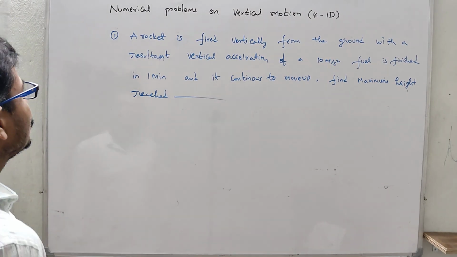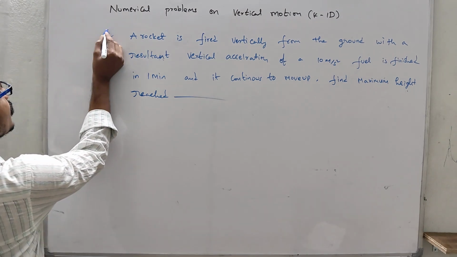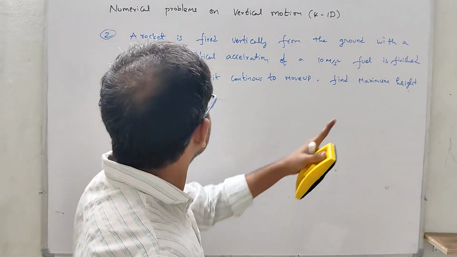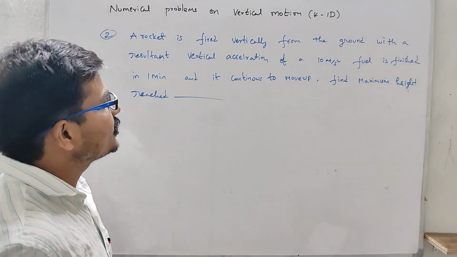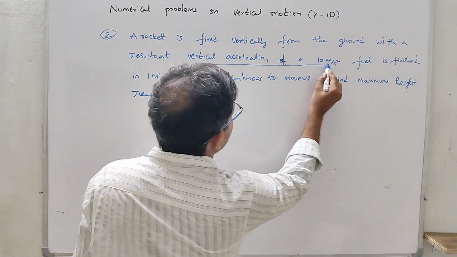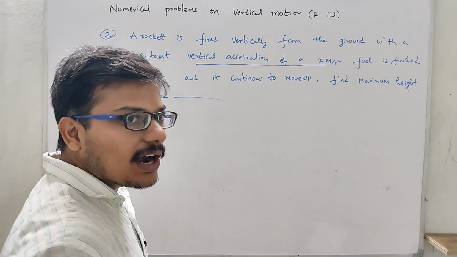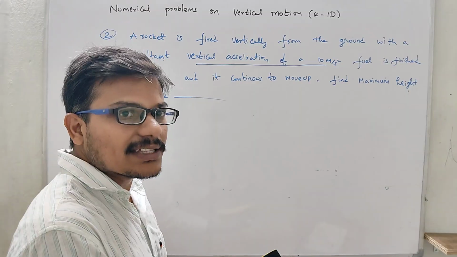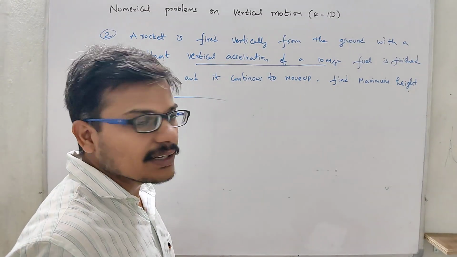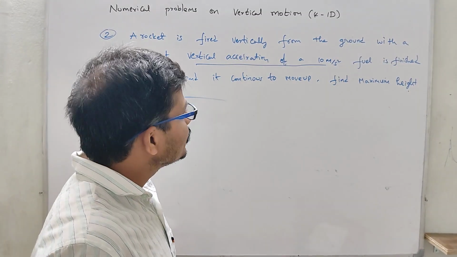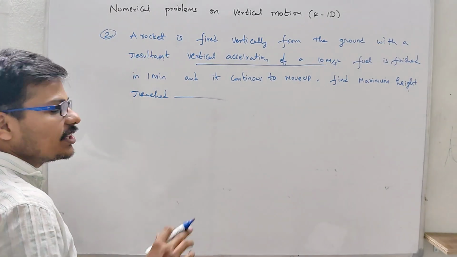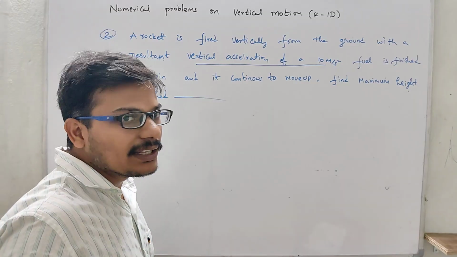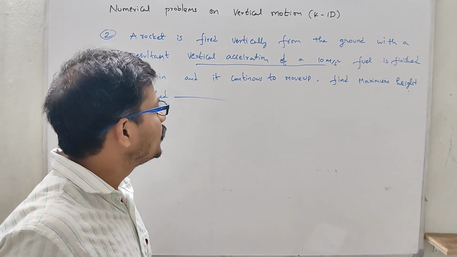Okay, next question. Second question is: a rocket is fired vertically from the ground with a resultant vertical acceleration. Resultant means after gravitational pull, it has some extra acceleration, nothing but 10 meters per second squared. Fuel is finished in 1 minute. Means in 1 minute, the entire fuel in the rocket is completed.